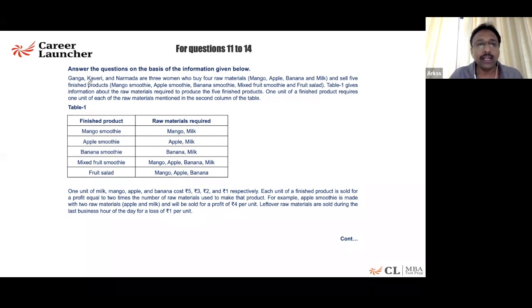Okay, right. Ganga, Kaveri and Narmada, 3 women who buy 4 raw materials: mango, apple, banana and milk, and sell 5 different products: mango smoothie, apple smoothie, banana smoothie, etc. Table 1 gives information about the raw materials required to produce the 5 finished products. Finished product is this, raw materials is this. 1 unit of a finished product, let's say, mango smoothie, requires 1 unit of each of the raw materials mentioned in the second column of the table. 1 unit of the milk, mango, apple and banana cost 5, 3, 2 and 1 rupees respectively.